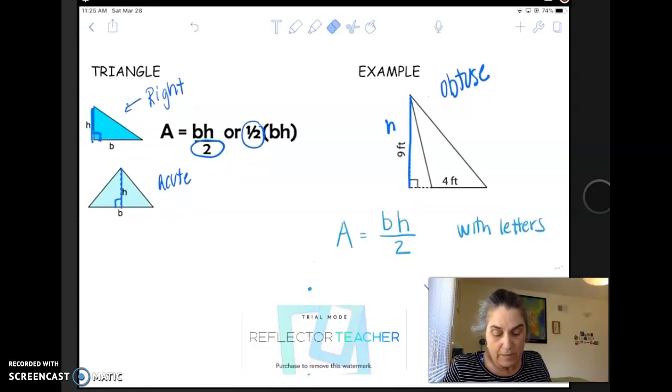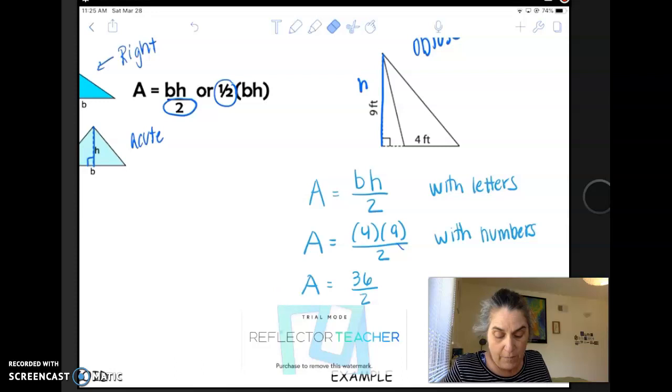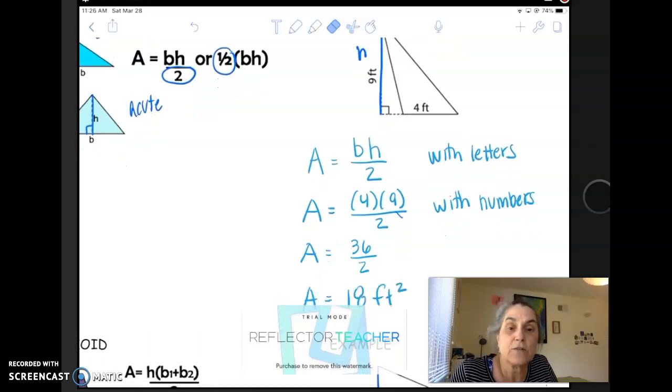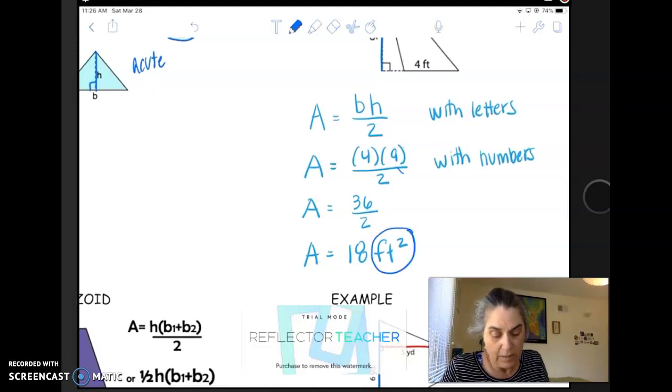So my first step is to write the formula with the letters. And then my second step is to substitute in the values from the figure. So I want to put in 4 for the base and 9 for the height. And then that becomes 4 times 9 divided by 2. I'm going to show that multiplication step on the top of the fraction before I do the dividing. And then last but not least, I do 36 divided by 2. I get 18. And I make sure that I have my units as feet squared.